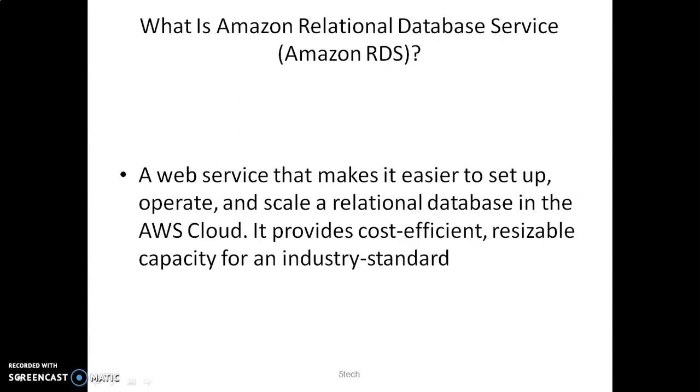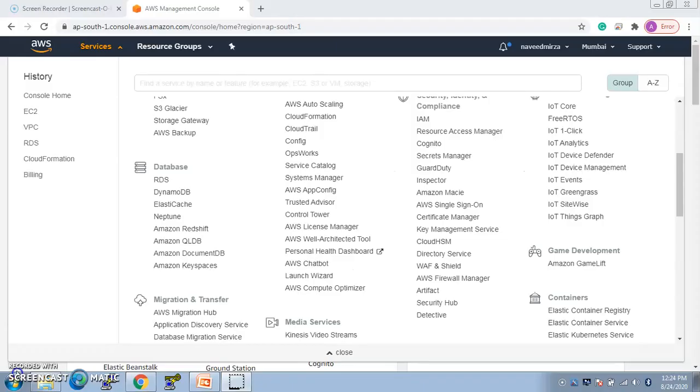So let's now go to the console and see how exactly RDS works. This is the Amazon console. When you get into the console, you have to click on Services.